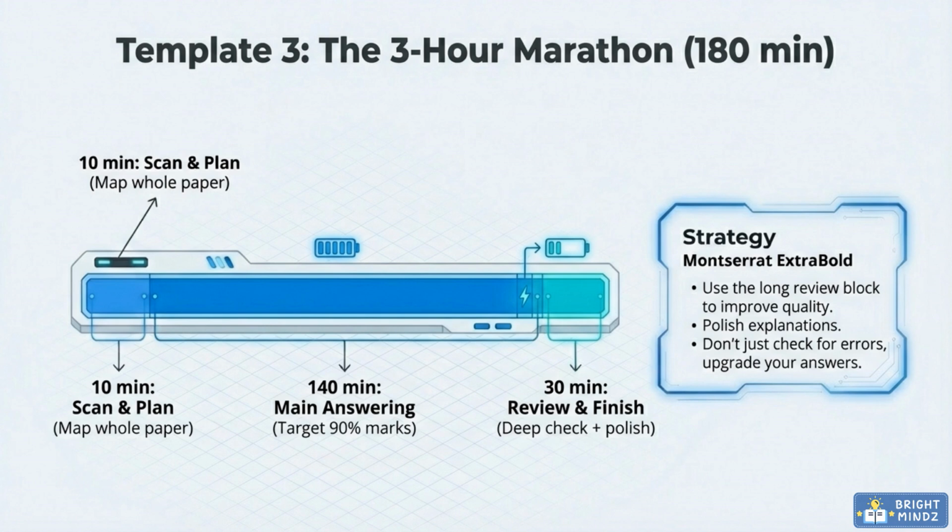In a 3-hour exam, treat it like a marathon with 3 clear phases. Spend the first 10 minutes scanning and planning, labeling A, B, C questions, and mapping your time. The next 140 minutes are your main scoring zone. Aim to secure about 90% of the paper here, not every last mark. Keep the final 30 minutes for review and upgrade: complete half done parts, sharpen explanations, fix careless errors, and make each answer look marker friendly.